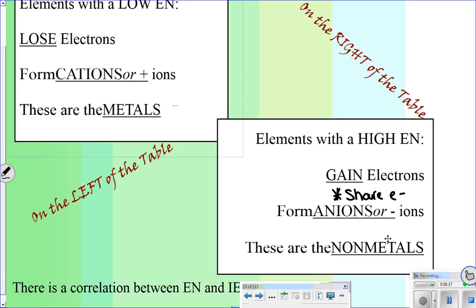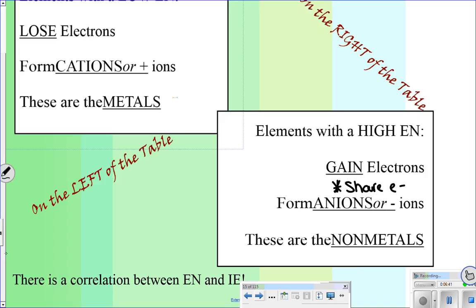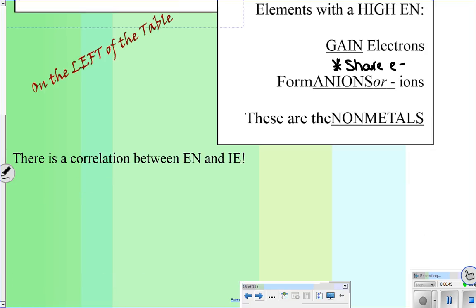We've talked more at this point about ions, so I'm kind of sticking to that description. But what this will predict for us is that elements that are nonmetals, which have these high electronegativities, don't bond by losing electrons. They either gain them or they share them. You're also going to notice there's a correlation between electronegativity and ionization energy. If an element has a high electronegativity, it has a high ionization energy.